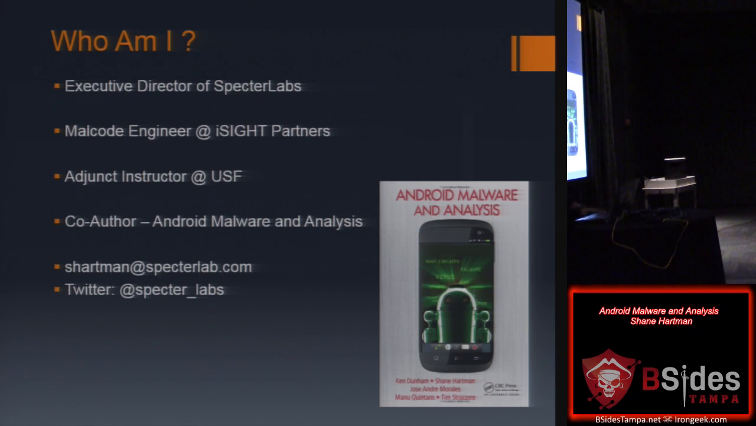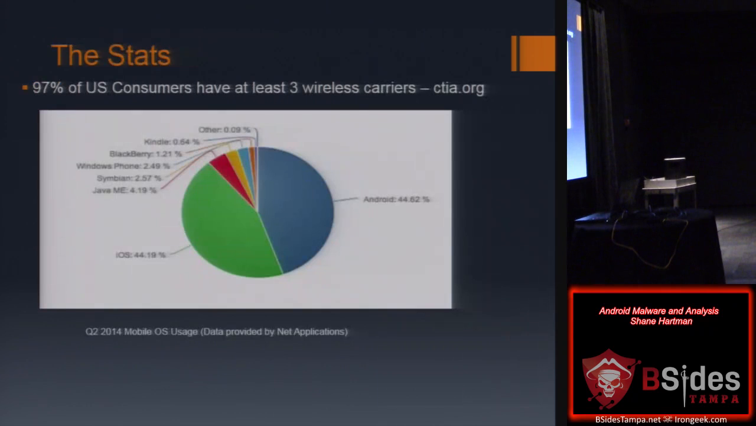Let's get into some statistics. Android has been around for a little while, and now it's said that about 97% of U.S. consumers have at least 3 wireless devices either in their house or on their person. Either your cell phone or tablets, and it continues to expand. How many of you have heard about the Samsung TV that's now reporting what you're watching? Brand new. I mean, it continues to expand.